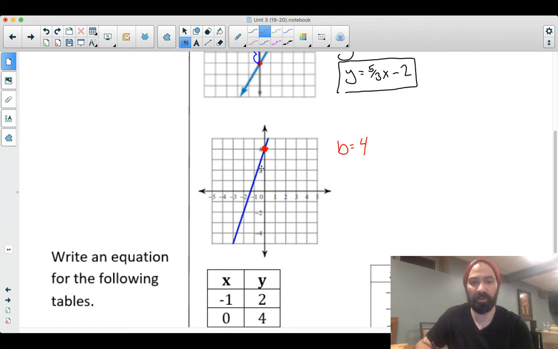Let's try our next one, which is our slope, our change in y and change in x. We need to pick a new point. Let's pick this point right here. That's called a lattice point. It crosses at the corner of a box.